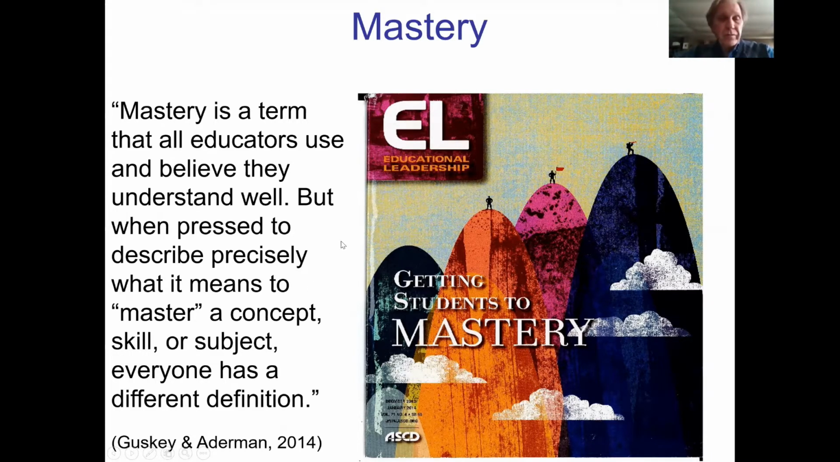And the quote from one of the articles, "Mastery is a term that all educators use and believe they understand well, but when pressed to describe precisely what it means to master a concept, skill, or subject, everyone has a different definition." So we can see if mastery is a critical aspect of determining when a student's mastered a standard. If we can't agree on what mastery means, we have a problem in our profession.